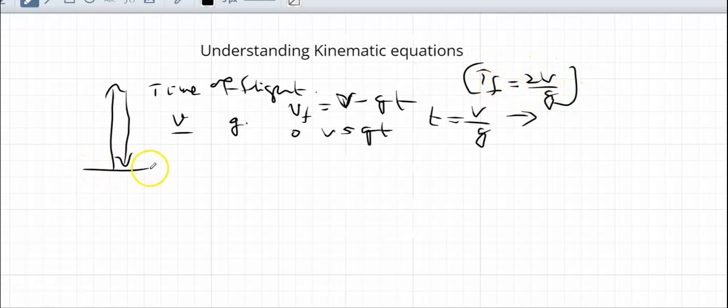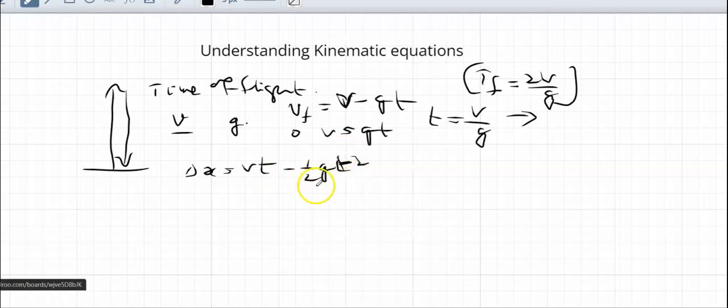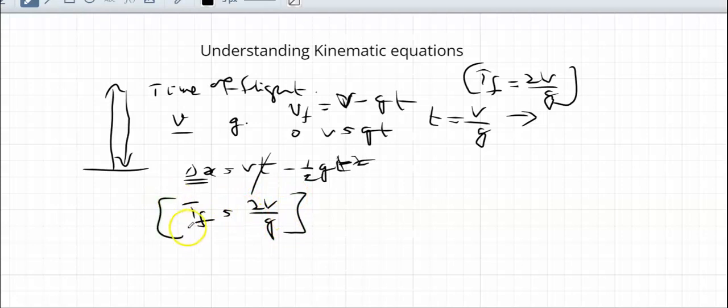Now, suppose we consider the equation for displacement. Here we can see the displacement is 0. So the equation for displacement, delta x, is equal to initial velocity times t plus half a t squared. So we can put displacement as 0, and we get straight away, the t cancels, and the time of flight is nothing but 2v by g. So you can see the difference in the two approaches. The only thing is one needs to understand that the displacement is a vector, and here the displacement is 0.